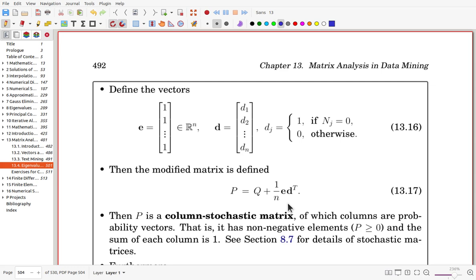So the addition of these n entries in each column vector will be 1. In any case, after reformulating in this way, P becomes a column stochastic matrix. That means that the sum of the entries in each column is 1, and also each entry is non-negative. You learned this one earlier in section 8.7.